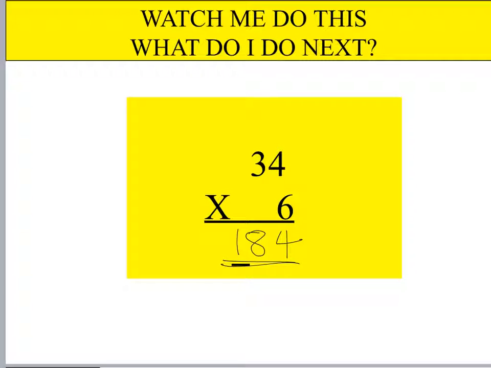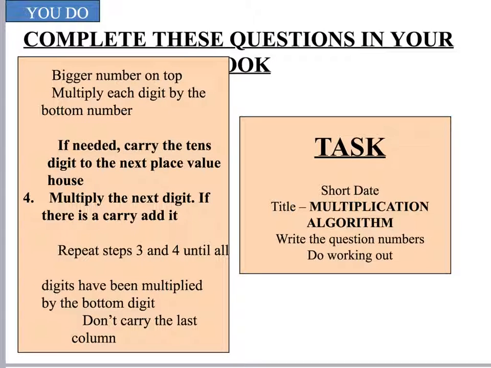How did you go? This is what your answer should have been. 4 sixes are 24, remembering the carry, which is what I forgot. 3 sixes are 18, plus 2 is 20. 204 is our answer.